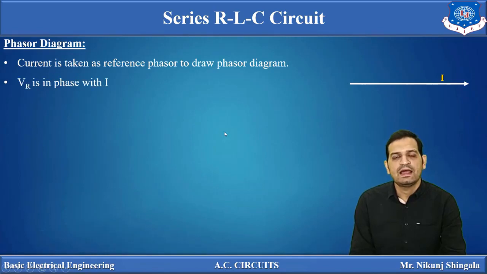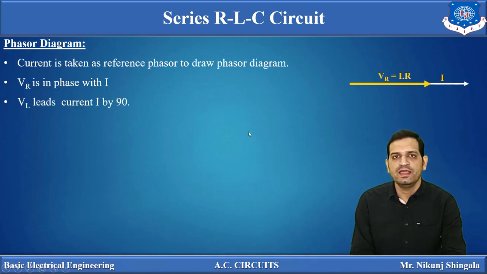Now VR is the voltage across R. We know that for a resistor, voltage and current are in phase. So VR is in phase with I. VR will be in the same direction as I, and the phase difference between them is 0.